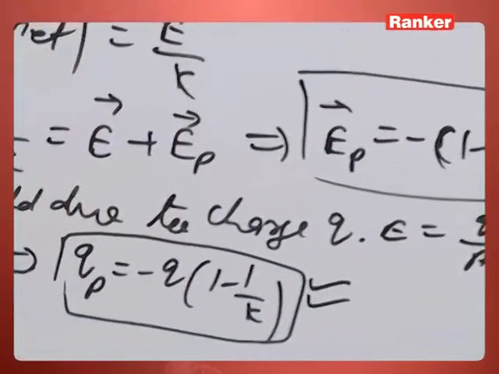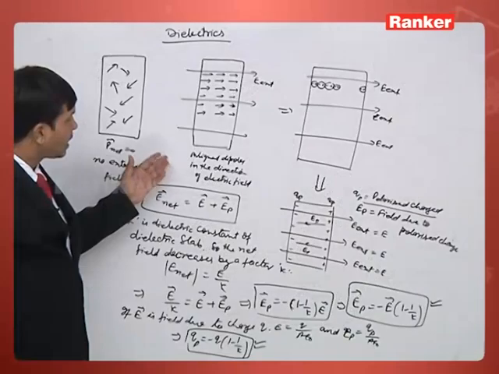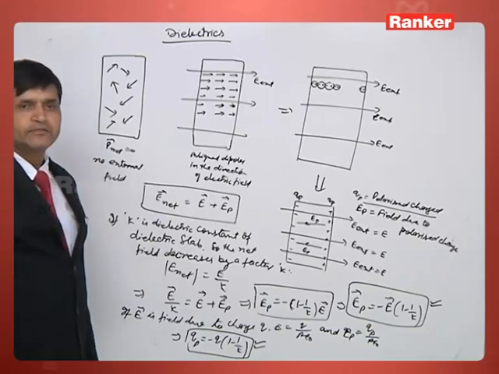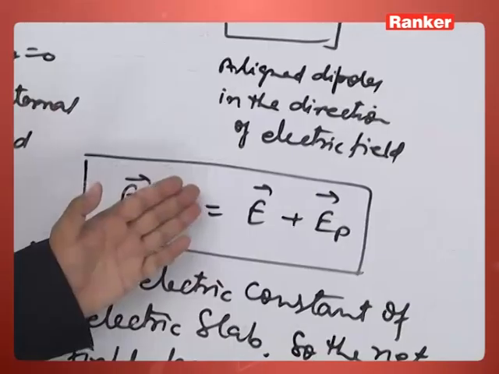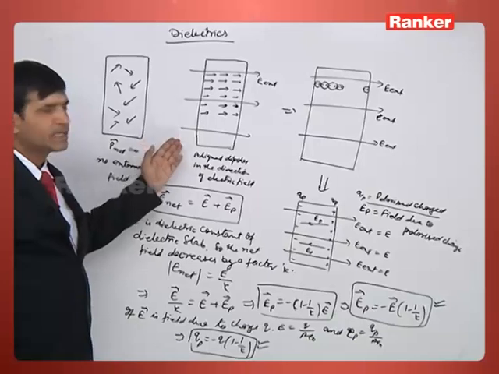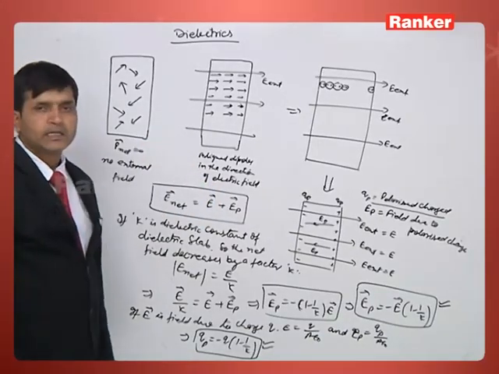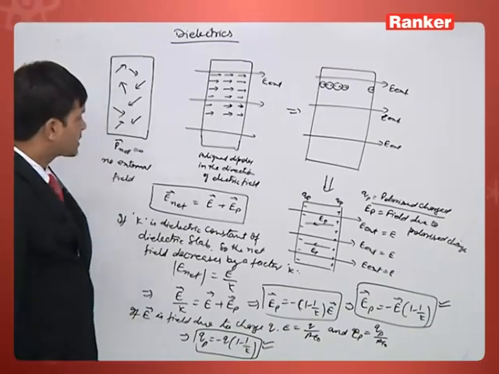Now see the effect of this dielectric and how it decreases the electric field between the plates, then how it decreases the potential difference between the plates, then what is the effect on its capacity. See the effect of dielectrics.